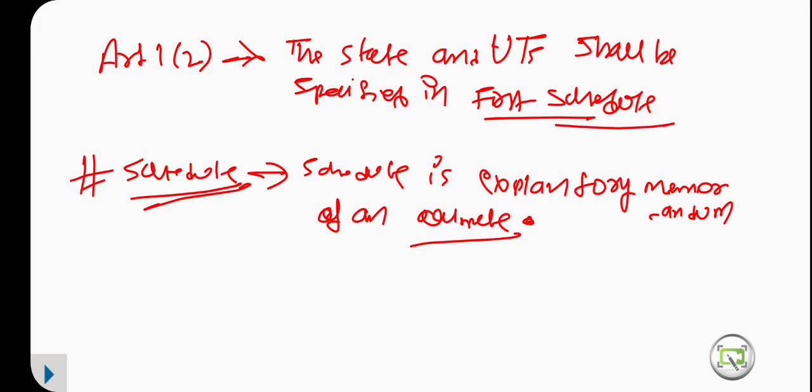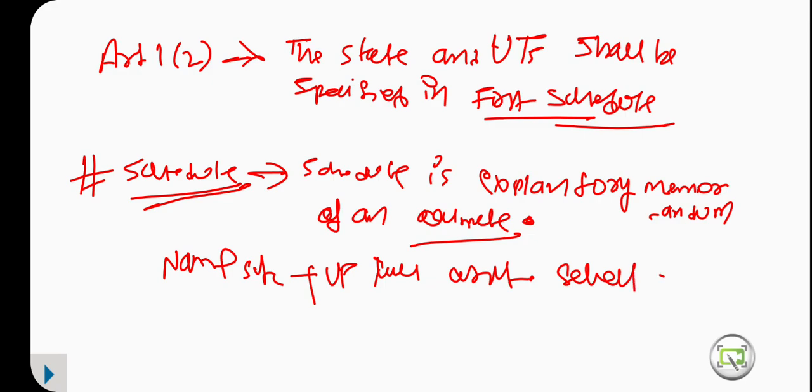So if you have to know about a particular article in great detail, then you have to look at the schedule which is concerned with that article. So what does it mean? In simple terms, a schedule is nothing but the explanatory memorandum of an article. A schedule explains the article in great detail, in depth.